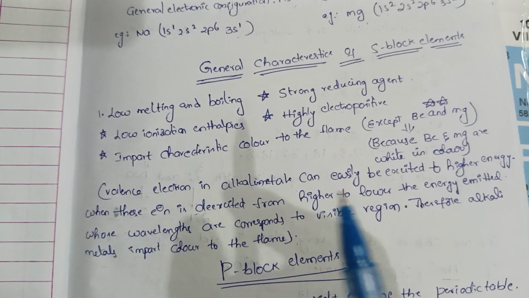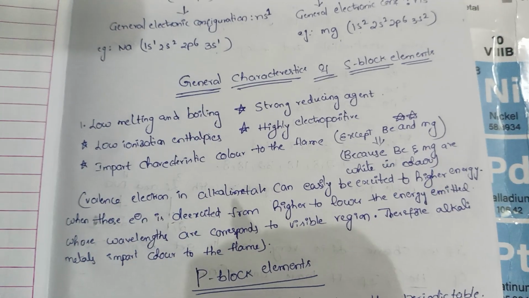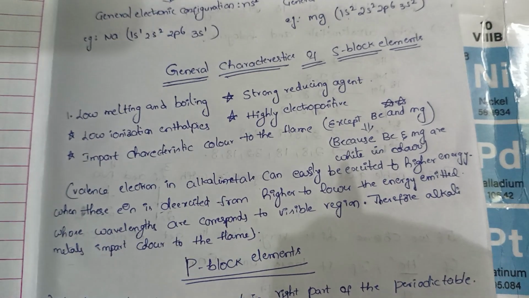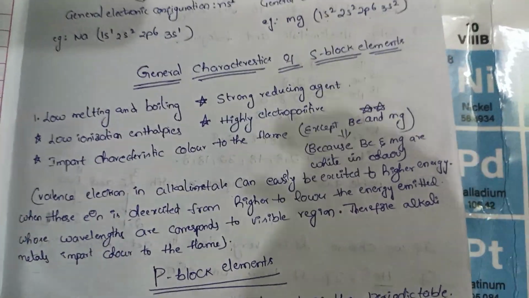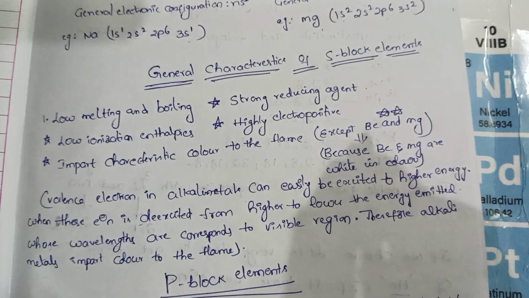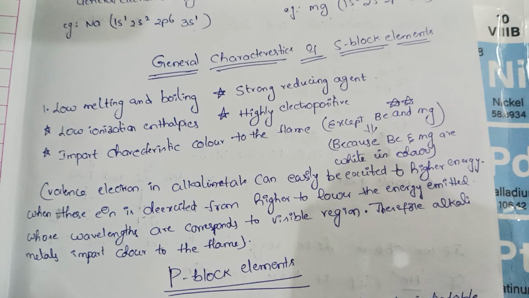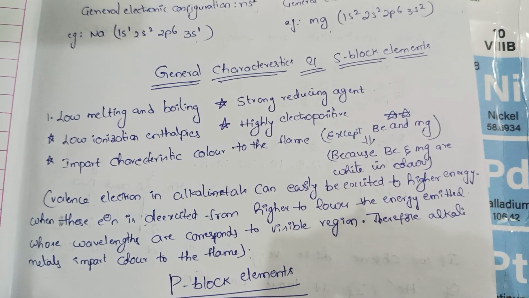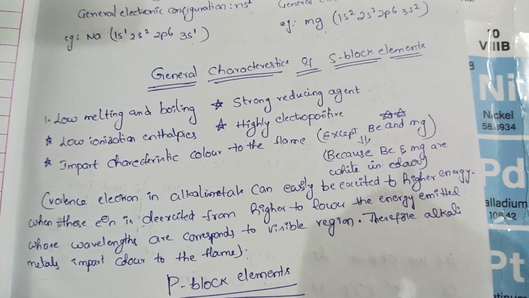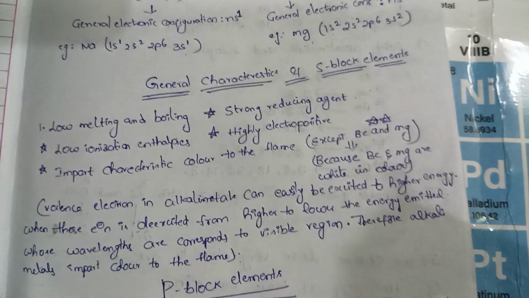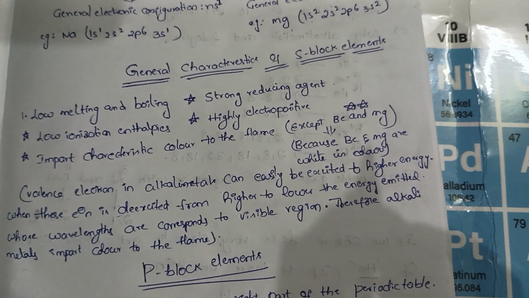What does it mean to impart characteristic color to the flame? If energy is applied to an atom, the valence electron is excited from lower energy to higher energy. After some time, the electron de-excites from higher energy to lower energy. When this happens, energy is emitted whose wavelengths correspond to the visible region. Therefore, alkali metals impart color to the flame.